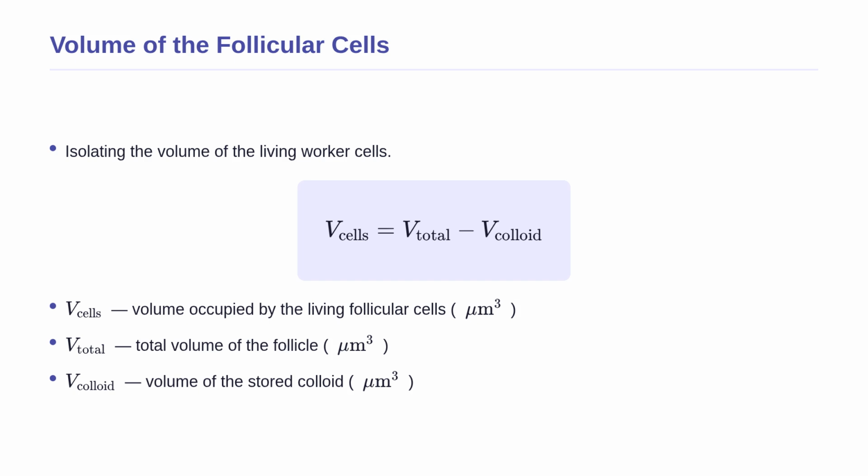When the thyroid is overstimulated, the cells grow taller, changing from cuboidal to columnar. This physical growth increases the cellular volume, while simultaneously depleting the stored colloid volume, as hormones are rapidly produced and secreted.